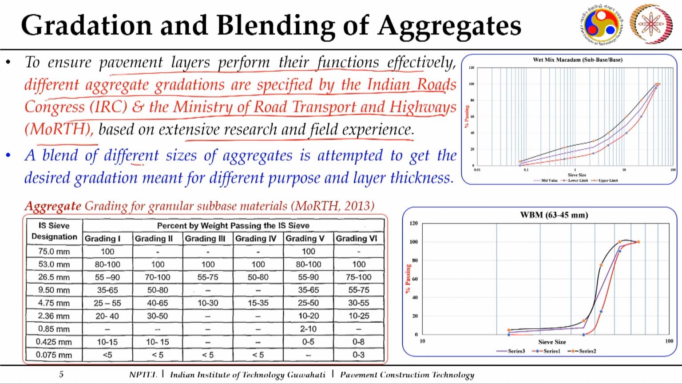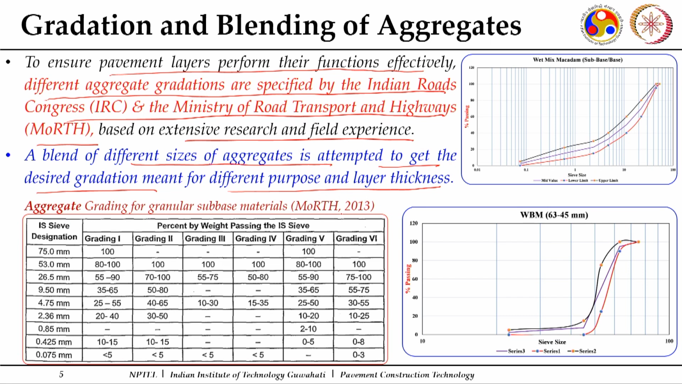So, in that particular case, you may have aggregates of different sizes, which may be because of locally available materials, locally riverbed material, gravel, some alternate materials, some slag may be there, crushed gravel, or crushed stones from aggregate crushers. So, they need to be blended to arrive at that particular target gradation. A blend of different sizes of aggregates is attempted to get the desired gradation meant for different purposes and layer thickness. Now, here you can see this is an important step.